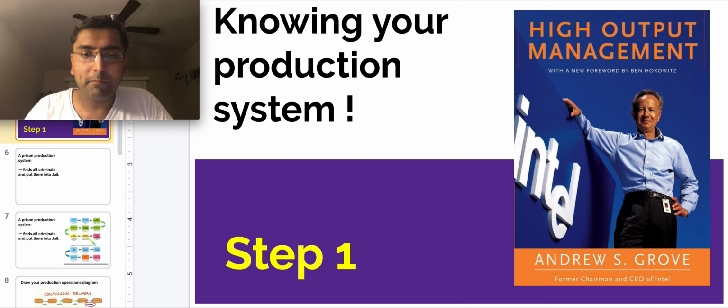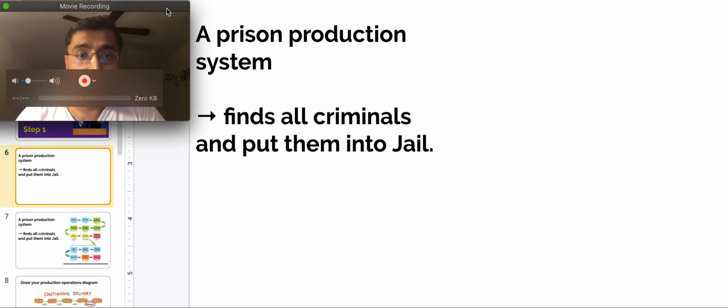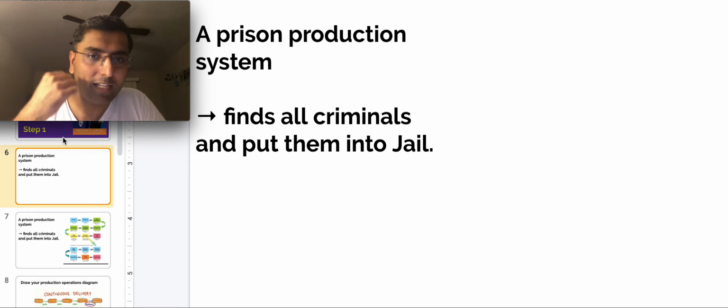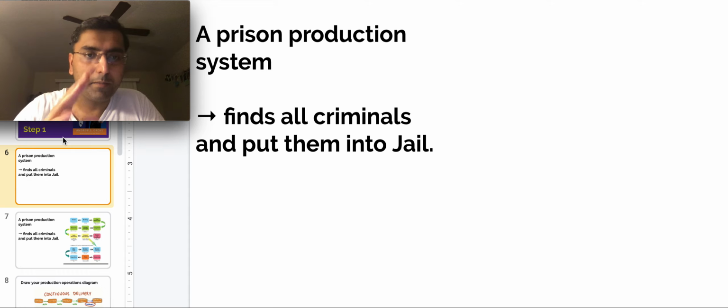So let's take an example of understanding a production system: a prison production system. What is a prison's production system? A prison's production system essentially has this function. Its function is to find all criminals and produce the output of putting them into jail. So that's a production system, or a prison criminal production system. That's the optimization function for them: to find criminals and put them into jail.